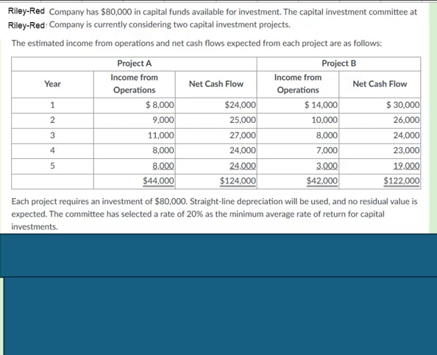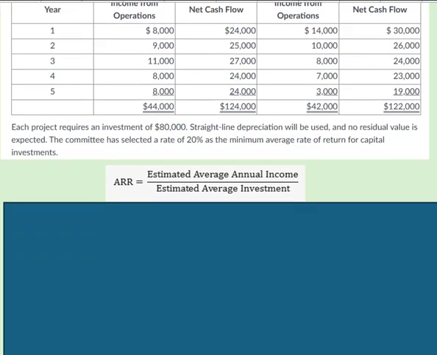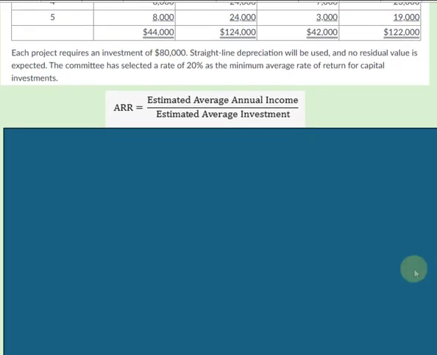The committee has selected a rate of 20% as the minimum average rate of return for capital investments. Okay, so the first thing we want to do is calculate the average rate of return. And we use the formula you see on the screen. Take the estimated average annual income and divide it by the estimated average investment. So let's slide down and show how we could calculate this.